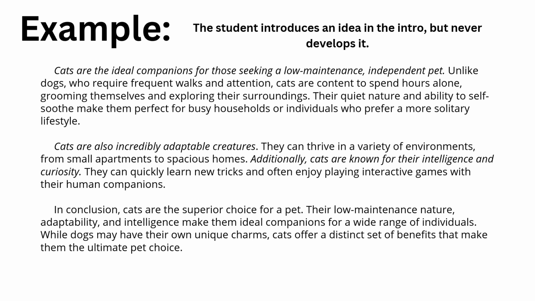Now, I want you to notice in the introduction, they said that they were going to tell us about how cats are ideal companions, specifically because they are low maintenance and independent. But then in the body paragraph in the middle, they go to adaptable. Instead of independent or low maintenance, they talk about adaptable. And then they start talking about intelligence and curiosity. That has nothing to do with the information promised in the introduction.